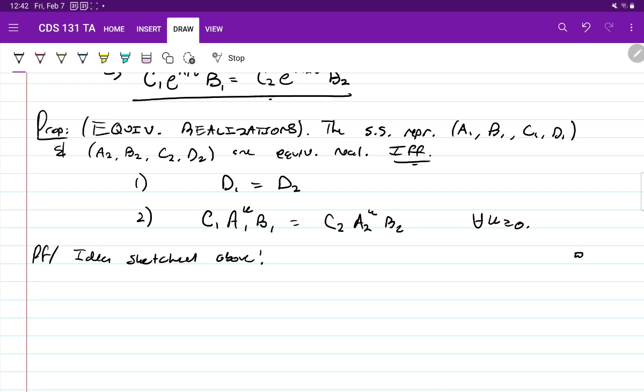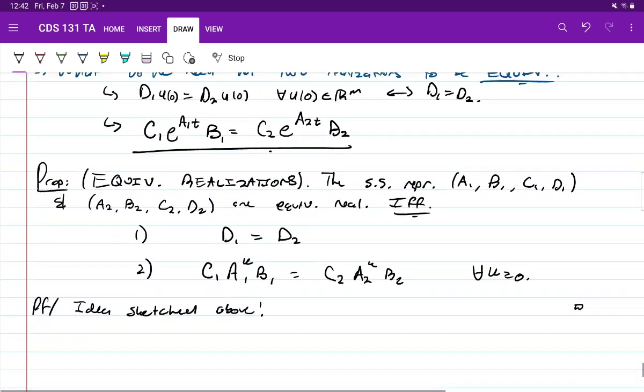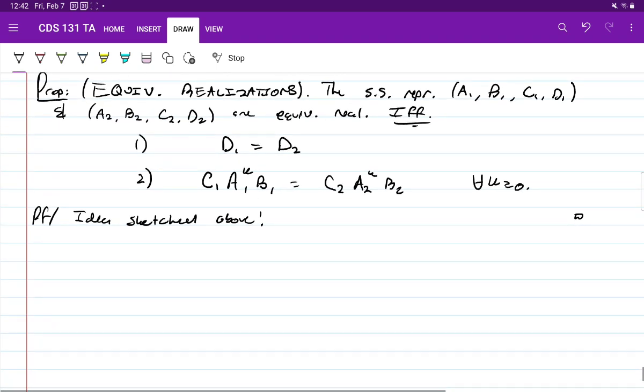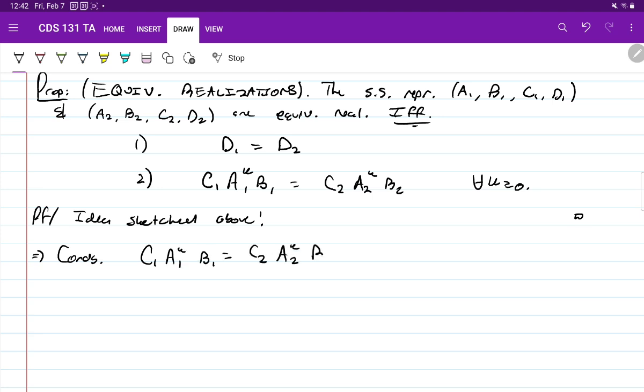All right. So again, I'll include a more detailed version of that in the notes, just for the sake of time, we can't do it here. Okay, so these are some nice conditions, right? So the conditions C1 A1 to the k B1 equals C2 A2 to the k B2, and also D1 equals D2, give a nice way to check equivalence, okay? This is a sharp characterization of equivalence.